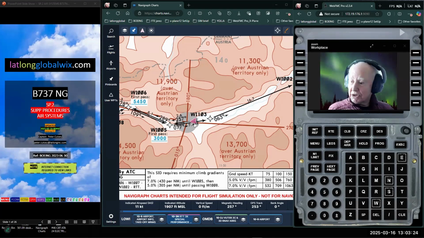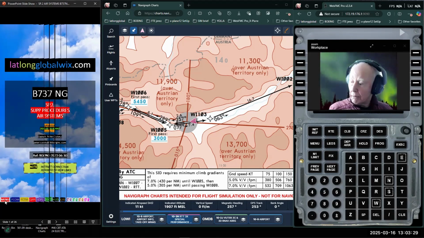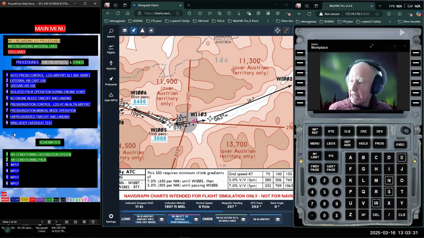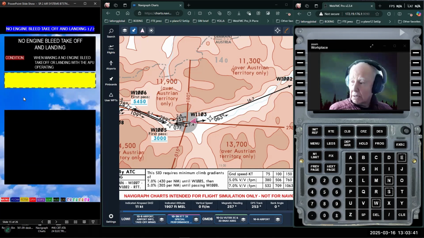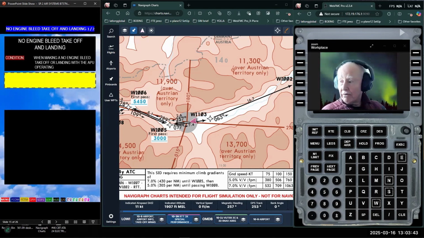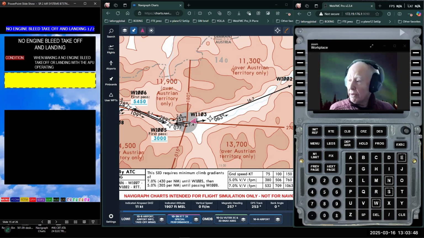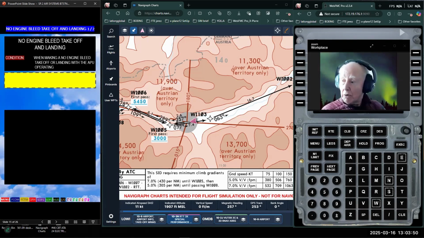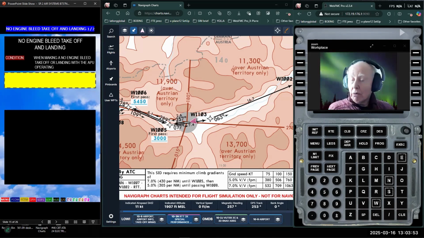That's our position on the threshold of runway 26. Let's go into the PowerPoint that we created, and we are going to do a no engine bleed takeoff to give us extra thrust as a safety net. A no engine bleed takeoff and landing. The supplementary procedure covers both. The condition is when making a no engine bleed takeoff or landing with the APU operating. All right, today the APU is operating.